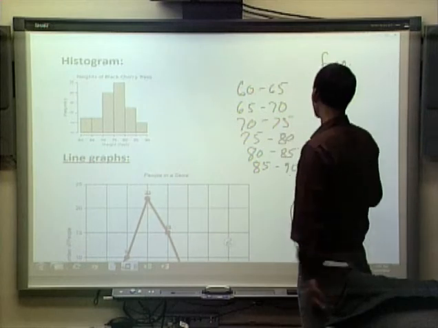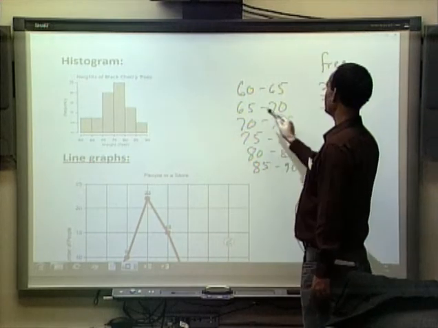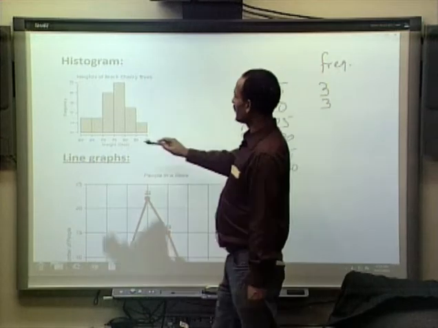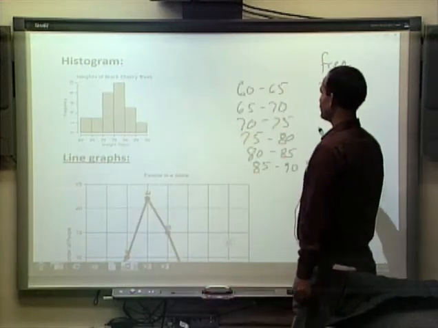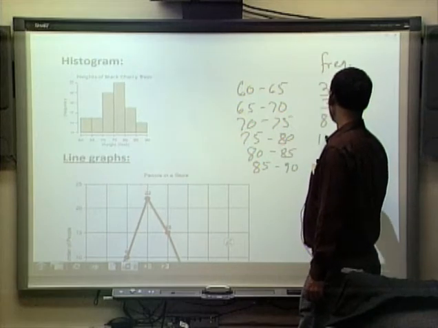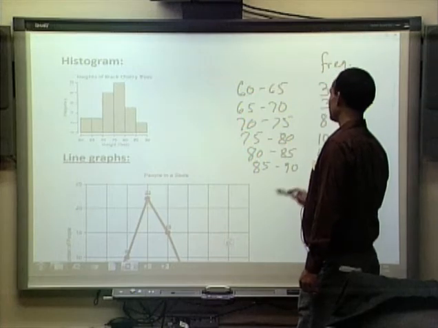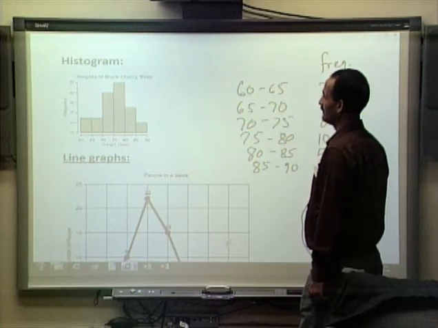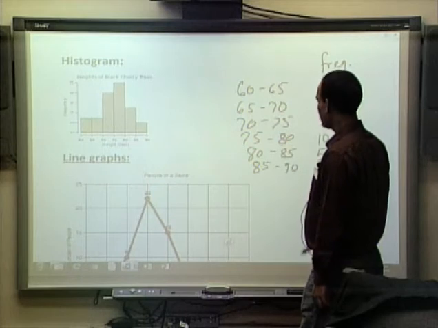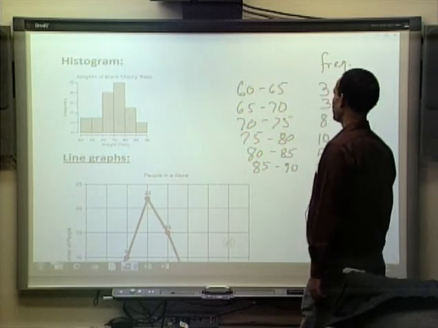Similarly, looking at that bar histogram, there are 3 observations between 65 to 70, there are 8 observations between 70 to 75, there are 10 observations between 75 to 80, there are 5 observations between 80 to 85, and only 2 observations between 85 to 90.